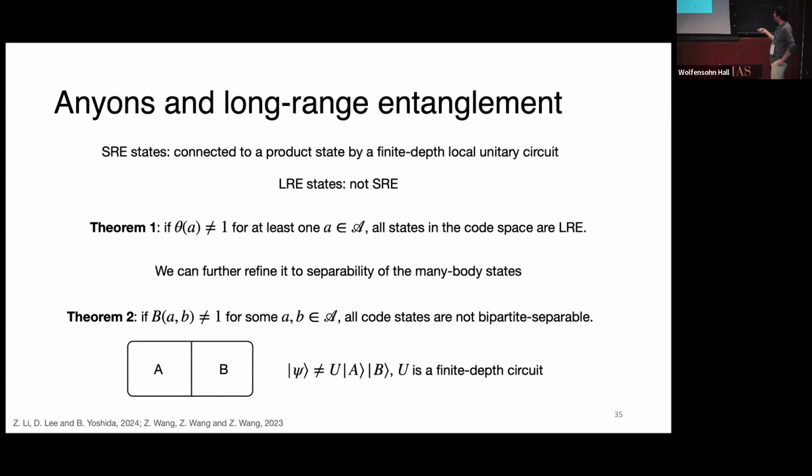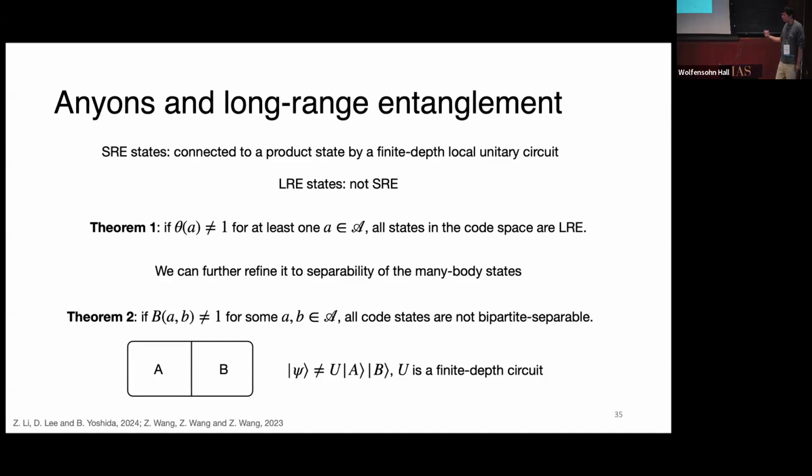Okay, so now let me just state two theorems. The proofs are actually not difficult, but I'll just state them, and I'm happy to explain. So for this subsystem code, if any of the theta is not 1, for at least one A in this anyon group, then all the states in the code space are long-range entangled, meaning that they are not connected to a short-range entangled state. They're not connected to a product state by a finite depth circuit. So we know all of them, whatever they are, must be long-range entangled.